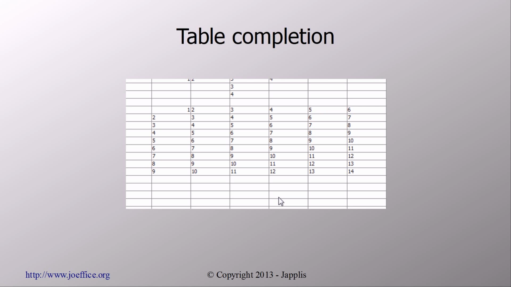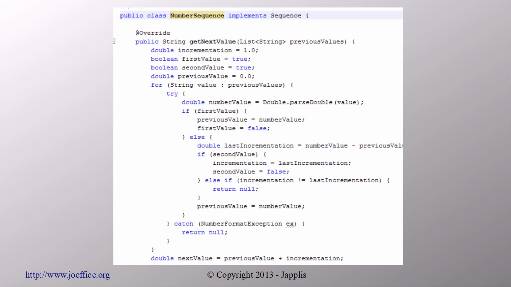We can also do more complicated things, like if you have a 2, 4, 6, 8 kind of sequence. It tries to see what the increment is between two numbers, and then it follows on to the left or below from there. This implements an interface, so if you have your special sequence, you can implement it too. In this case, we're using the number sequence.